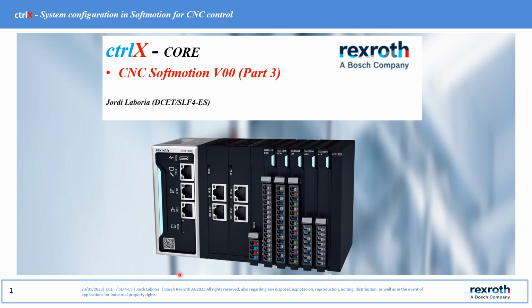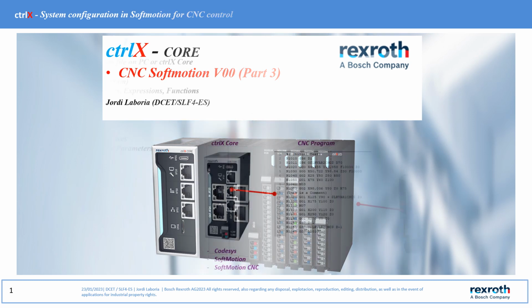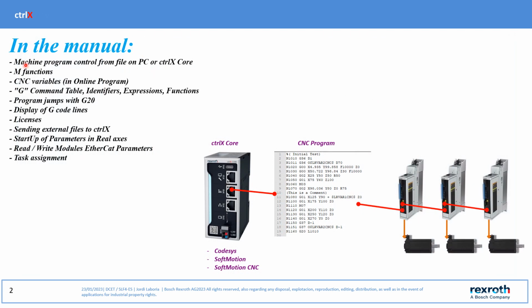Hello everybody, we are going to continue with the topic of SoftMotion CNC using the ctrlX core. This occasion, part 3, among other things, we will see how to use external programs and how to load them from PLC. Use of M functions. Use of CNC variables. Necessary license for system activation. Sending external files to ctrlX core, etc.